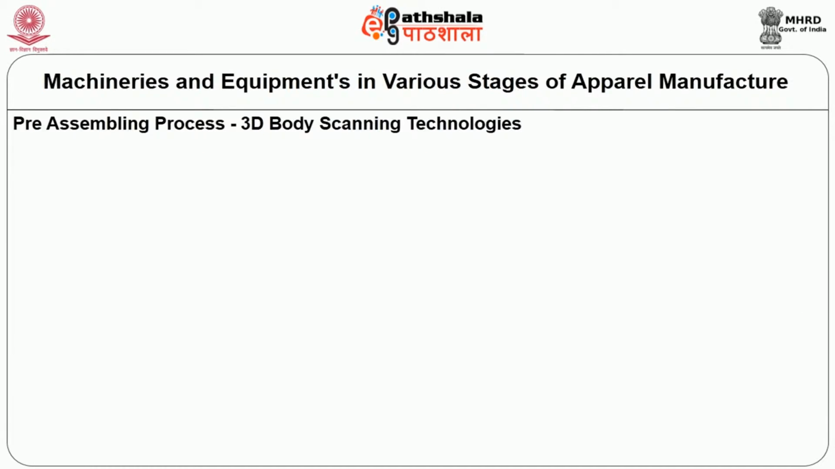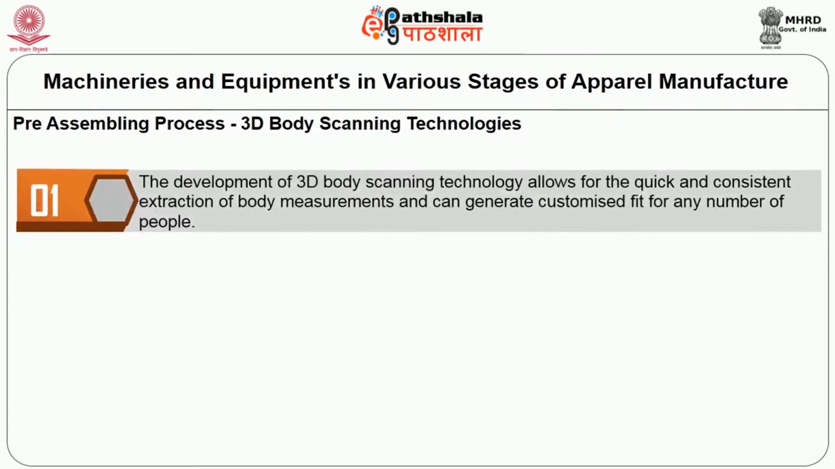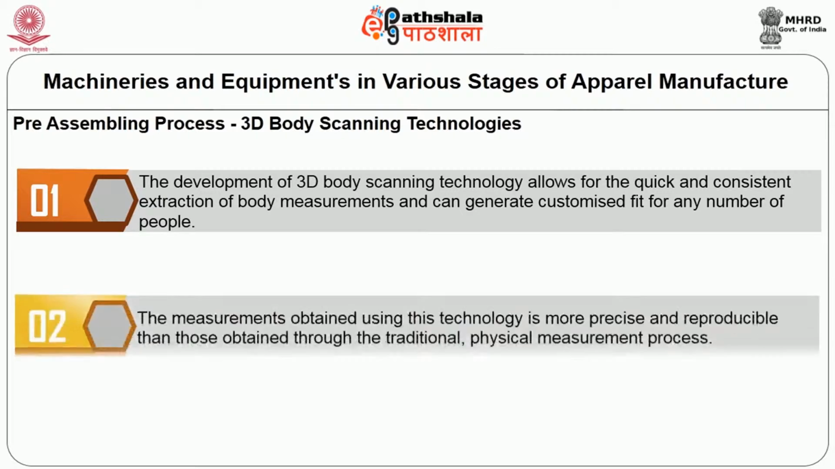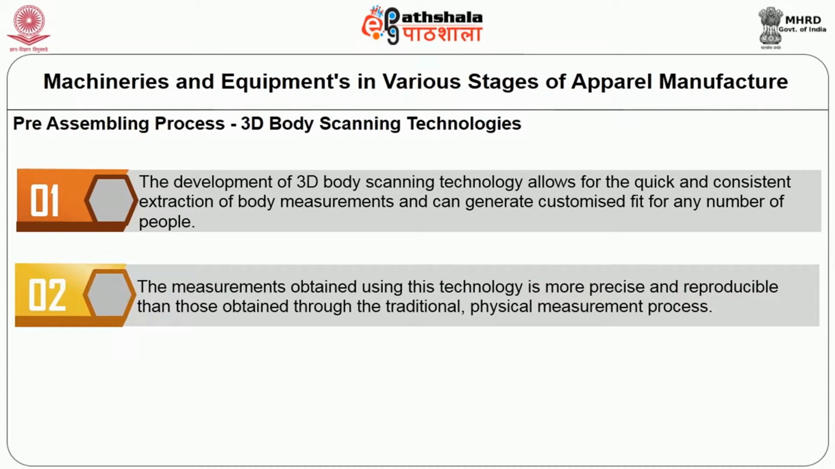So now let us have a look at the machineries and equipments in the pre-assembling process. So the first thing is the 3D body scanning technology. The development of 3D body scanning technology allows for the quick and consistent extraction of body measurements and can generate customized fit for any number of people. The measurements obtained using this technology is more precise and reproducible than those obtained through the traditional physical measurement process.